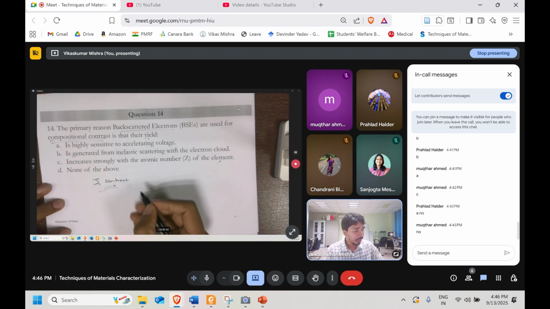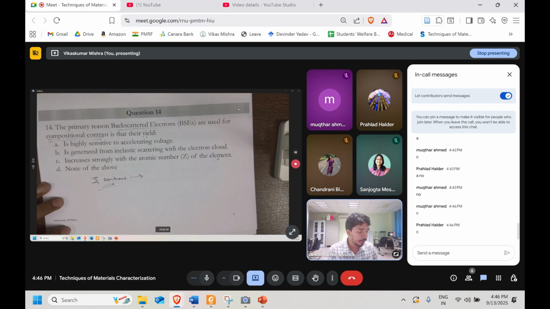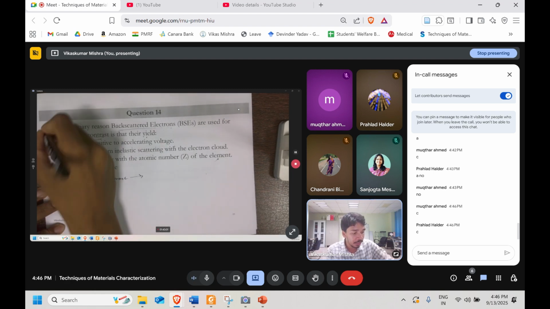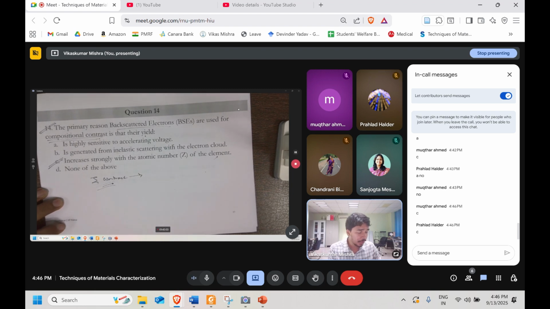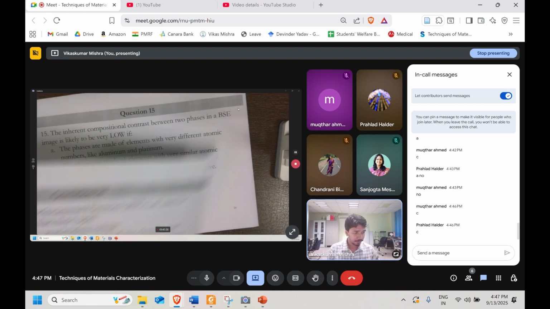Z contrast means the atomic number contrast, right? Yeah, great. The right answer is option C, because BSC signals are sensitive to the atomic number. The larger the atomic number, the more the backscattered signal will be, because the nucleus will have more strength to scatter the primary electron back and make it a backscattered electron. So the right answer is option C.